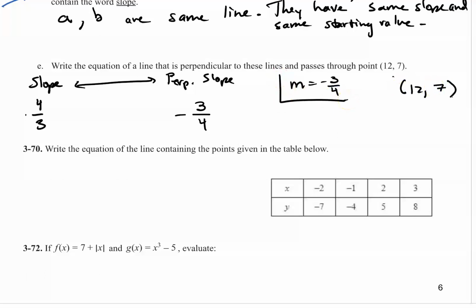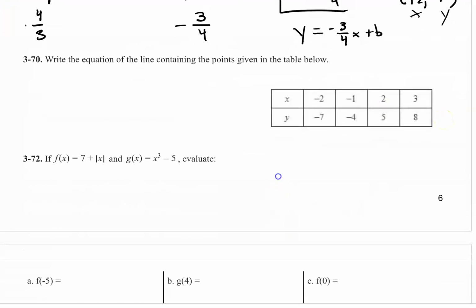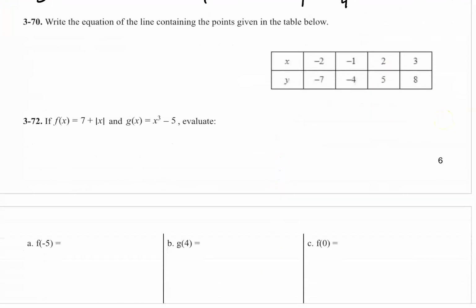I'll let you finish this one, but here's a hint. Write y equals mx plus b, substitute in the new slope, and then what do you do with this point? How can you find what the starting value is? Write the equation of the line.